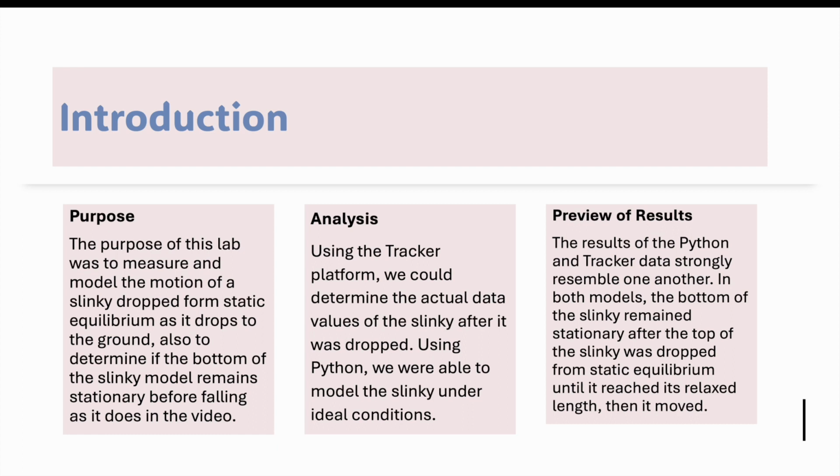So a brief preview of our results. The results of the Python model and Tracker data strongly resemble one another. In both models, the bottom of the Slinky remained stationary after the top of the Slinky was dropped until they met one another, when the Slinky was dropped from static equilibrium until it reached its relaxed length, and then the bottom moved and they both reached the ground.